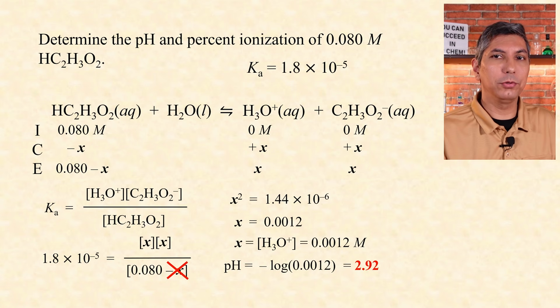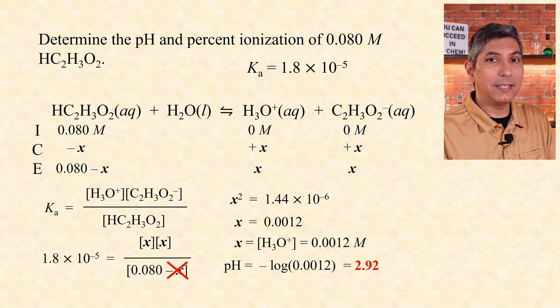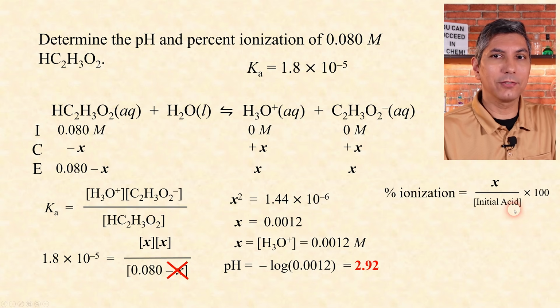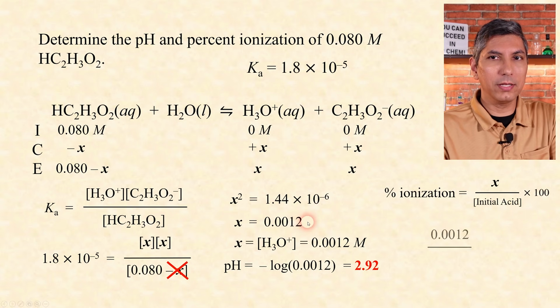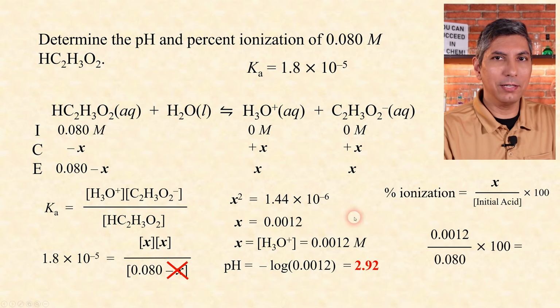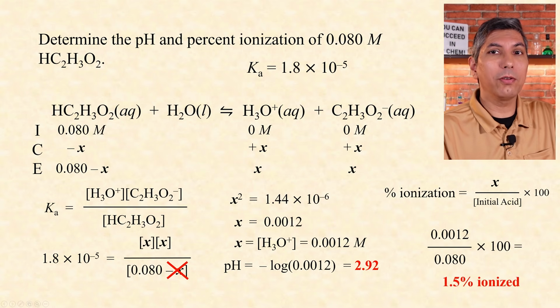We're also asked to determine the percent ionization. We calculate that by taking our X value, dividing it by the initial acid concentration, and then multiplying by 100. So we take 0.0012, divide by 0.080, and find that the percent ionization is about 1.5%.